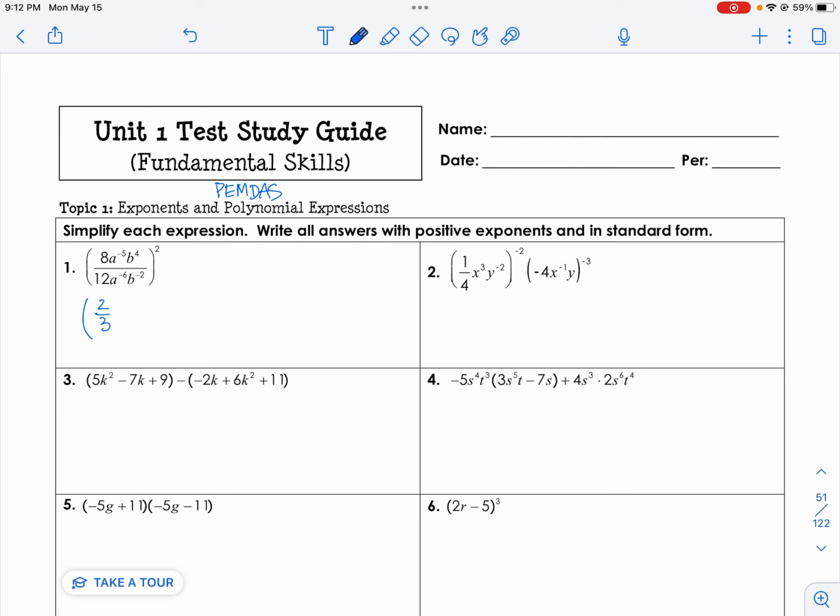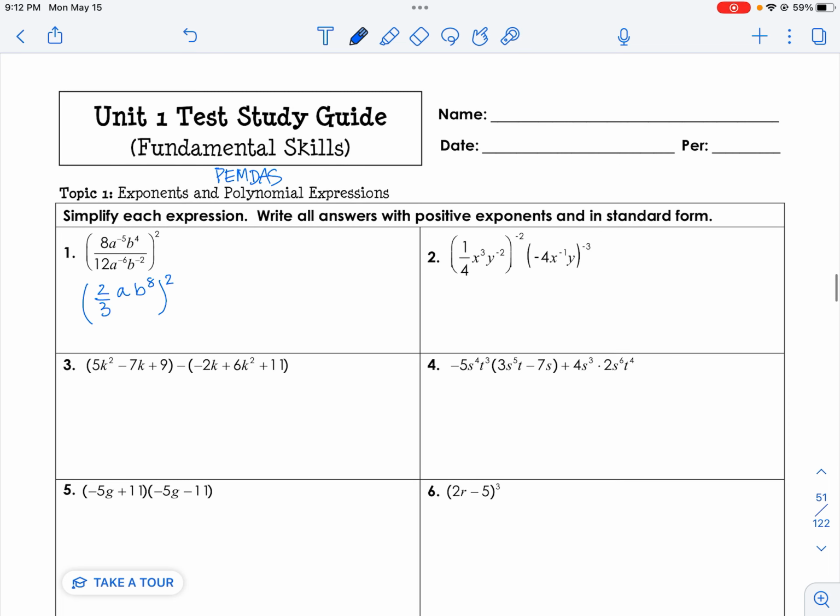Now the rule is when you have a power separated by division that you subtract. That should sound familiar from the rules of exponents. So I'm going to take -5 minus -6, and that becomes a to the 1. That goes up top in the numerator. B minus a -2. That is b, let's see, minus -2 plus b to the 8. 4 minus -2, yeah, b to the 8.